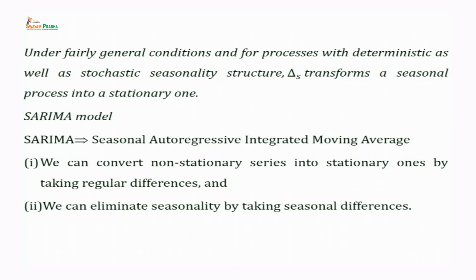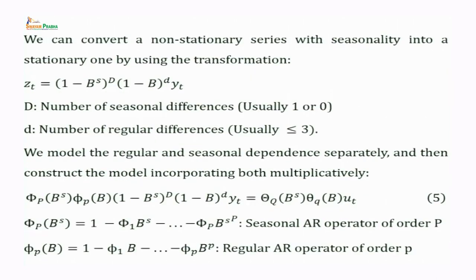The seasonality can be eliminated by taking seasonal differences. So, we can convert a non-stationary series with seasonality into a stationary one by using the transformation Z_t equal to (1 minus B^S) to the power capital D, (1 minus B) to the power small d, Y_t.